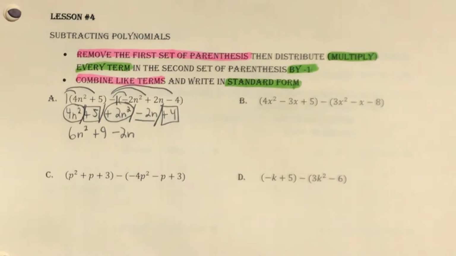Now, last step, again, is to always make sure it ends up in standard form. So is it moving from the biggest exponent to the smallest? If you remember back in previous lessons, at the beginning of vocab, I mentioned that numbers by themselves have a degree of 0, and so they are always the last term. Well, when I look at the polynomial I have currently, 6n squared plus 9 minus 2n, the number is in the middle of it. So I need to move that all the way to the end.